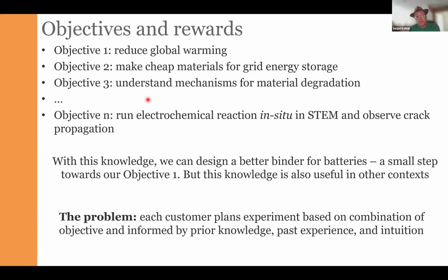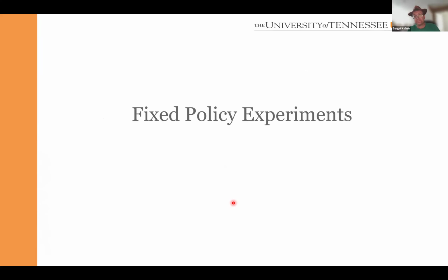Based on this, we speculate that today, when I'm running the instrument, what I want to do is to run electrochemistry in situ on STEM and observe how the cracks develop. So this is the reward that can be realized today. Everything else is probabilistic and in the future. And if we want to plan the automated experiment, we need to have a measure of success that we learn during the experiment. If we don't have that, forget about automated experimentation.